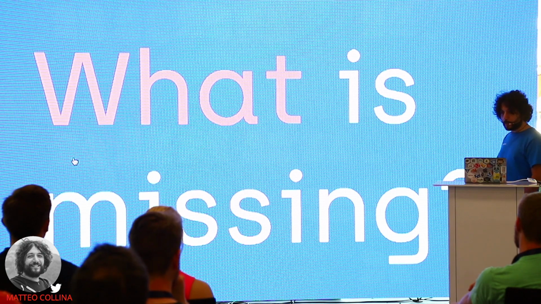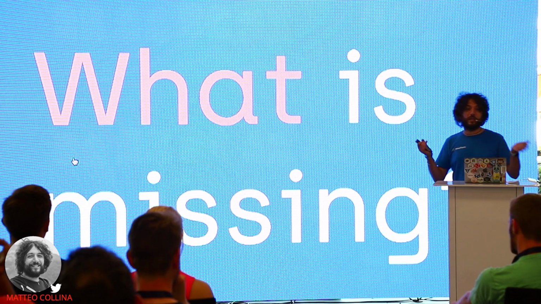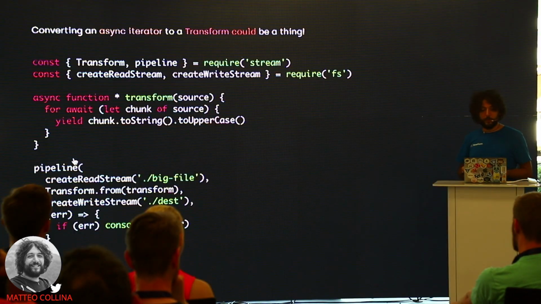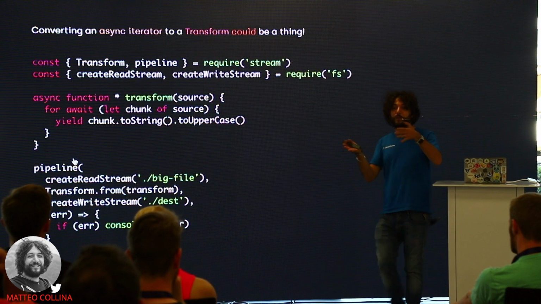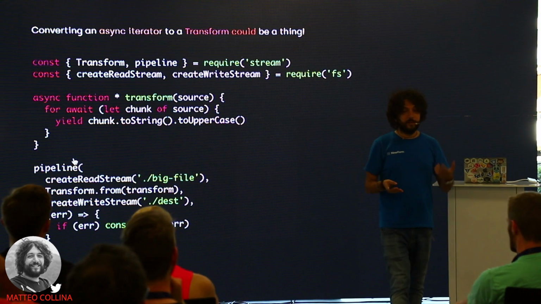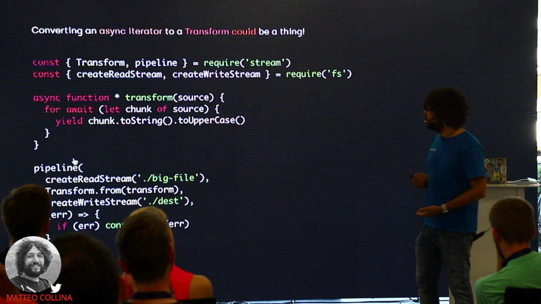So what is missing in this API? I focused the first chunk of my talk on readable. So what about transform streams, okay? Because you want to read some data from a stream, and then you want to transform it, and then you want to pipe it back somewhere else, right? That's what we have done so far in all examples.